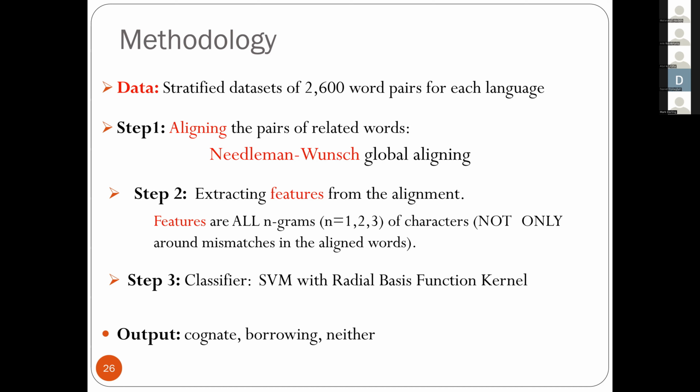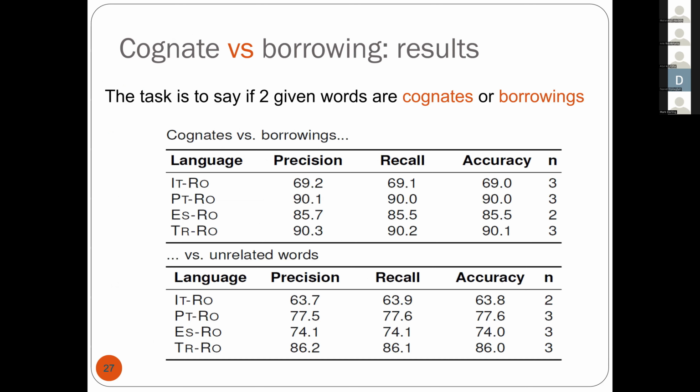Namely, because it was an empirical study, we obtained the best results when we take into consideration all n-grams, not only around mismatches. So even the n-grams where we haven't changed anything in the word. The best classifier was SVM with radial basis function kernel, anyway, and the results are presented in this table.